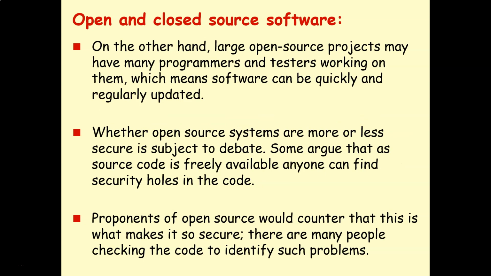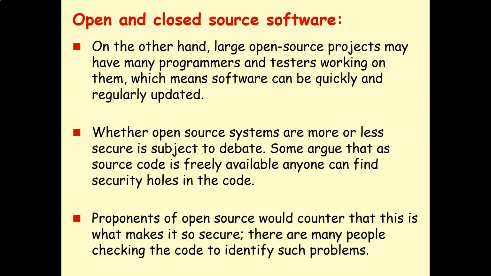On the other hand, large open source projects have many programmers and testers working on them, which means the software can be quickly and regularly updated. Basically, anybody who finds a bug can fix it and upload the new version of the code. Whereas if you're looking at closed source software, you have to wait until the big company decides to release a patch or a new version that fixes the error.